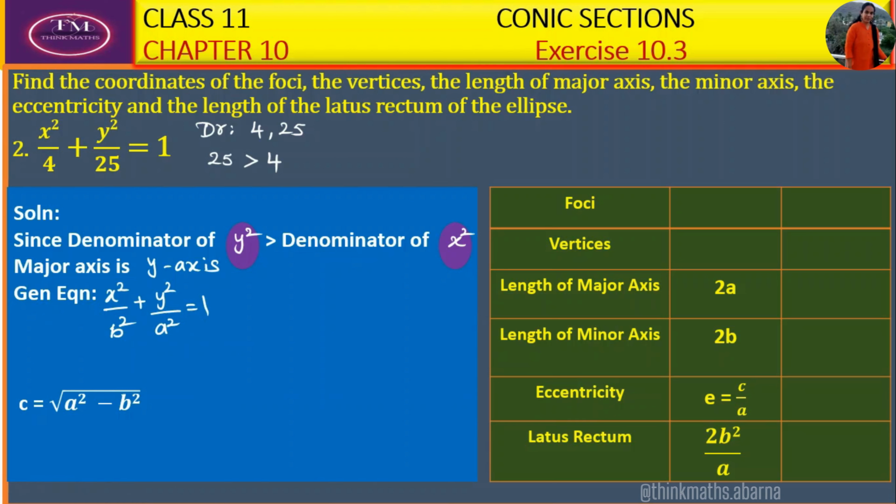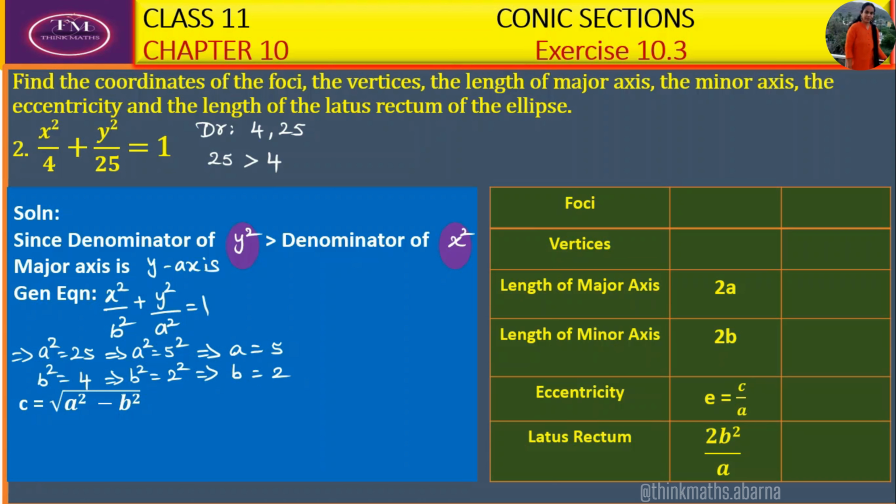If this is so, then b square will be 4, a square will be 25. So therefore, a square equal to 25 and b square equal to 4. So 25 is nothing but 5 square. So a square equal to 5 square. That means a is equal to 5. b square equal to 4 means b square is 2 square. So then b will be equal to 2.